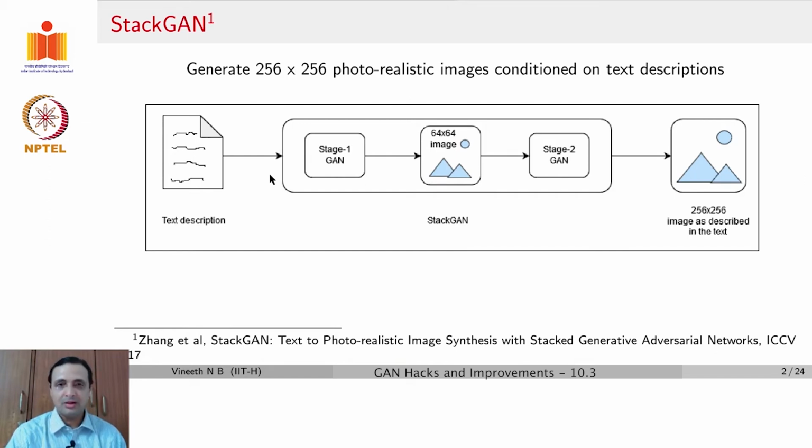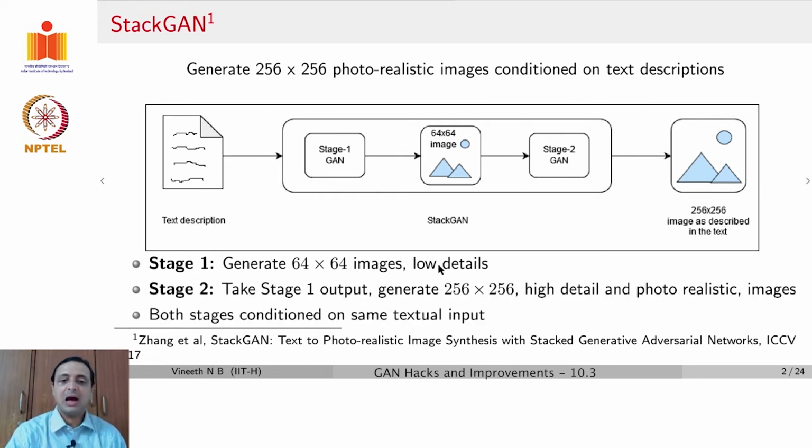With that input, in the first stage, the GAN generates 64 cross 64 images with perhaps a few high-level or low-frequency details. These images are then provided as input to the next stage of the StackGAN, which generates 256 cross 256 reasonably high detail photorealistic images. And both these stages are conditioned on the same text input.